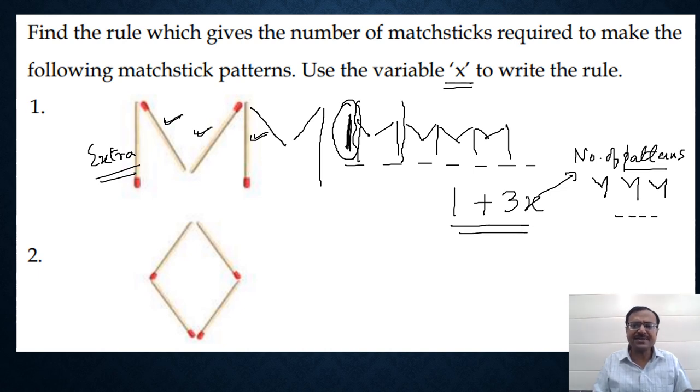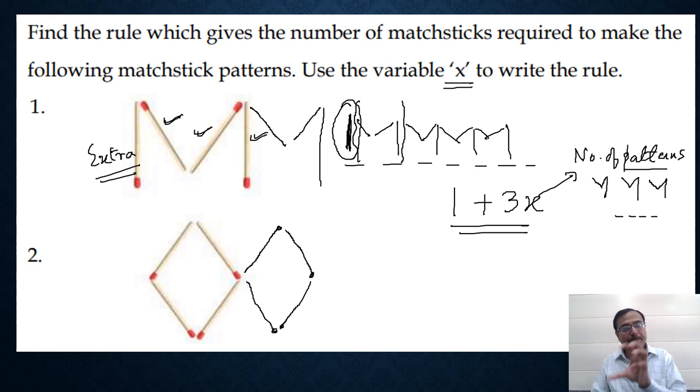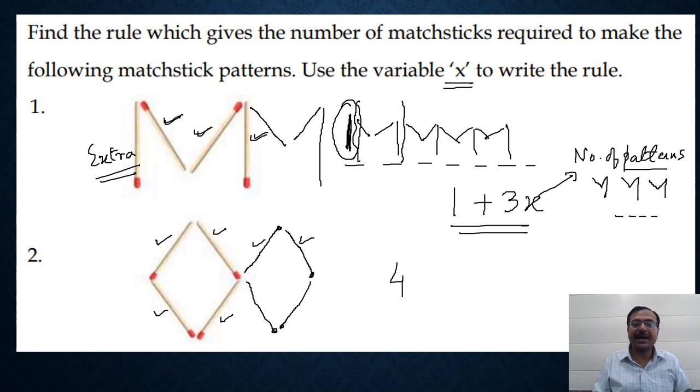So if you can understand this, you can understand the second one very easily. See the pattern there. If you continue the pattern, two matchsticks will be placed like this and another two will be placed like this. Now this completes the second part of our pattern. So how many matchsticks were there in the first pattern? There were four matchsticks. And obviously the same number of matchsticks will be used to make the next pattern. That means four more.